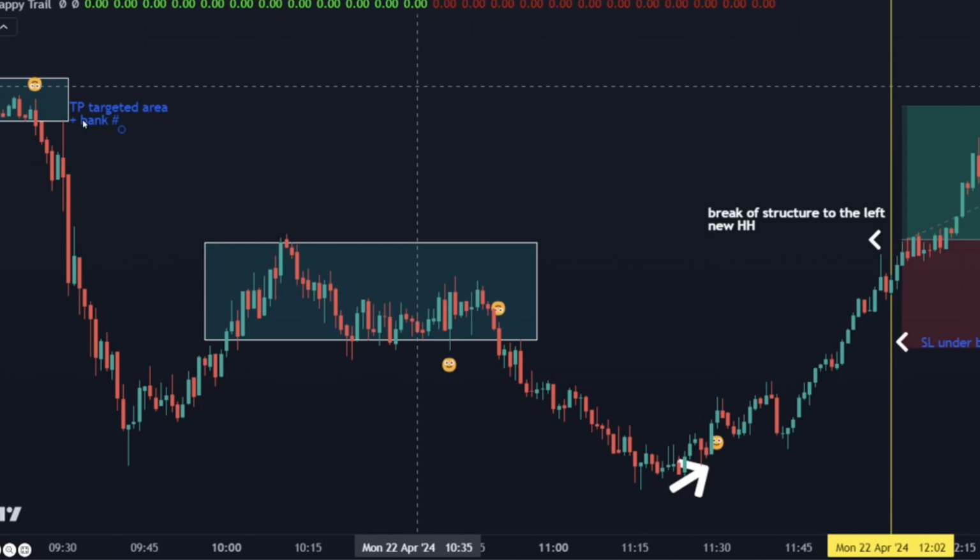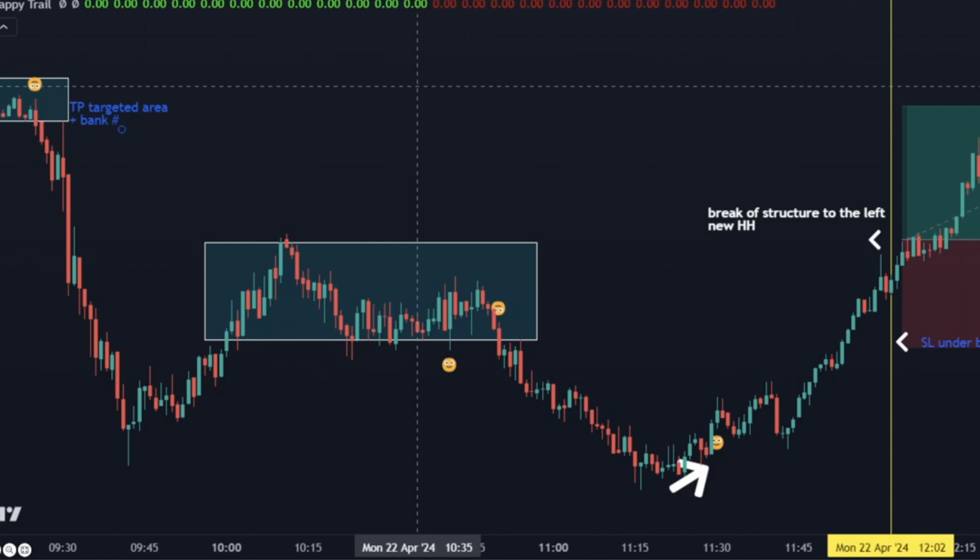The take profit was targeting a previous area that I was using, and it also happened to be a previous bank number. So if you see, I have talked about this as well, but it was that 38,200 number. So that was a nice rounded number.